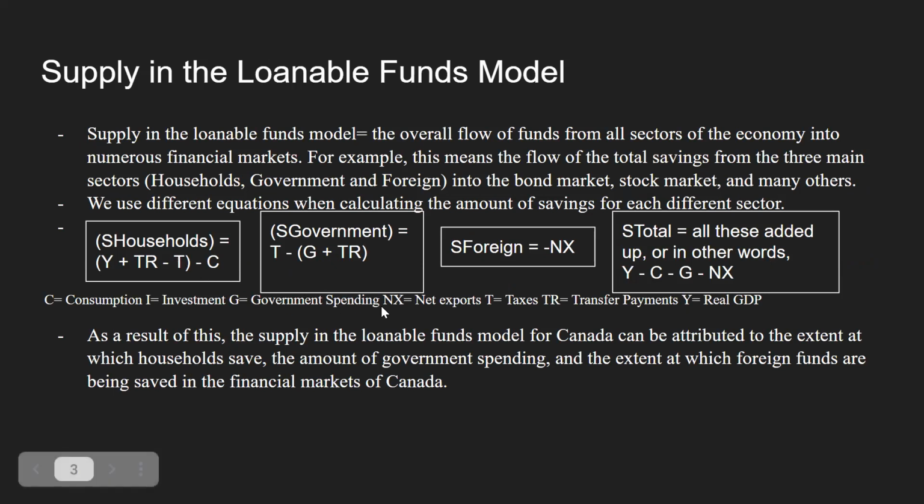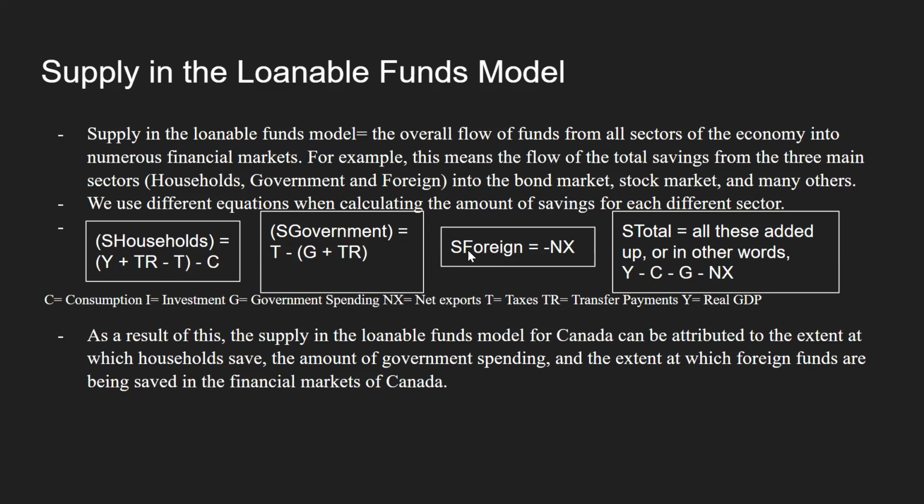So for each different sector, we use different equations when calculating the amount of savings. For households, we have real GDP plus transfer payments minus taxes minus consumption. For governments, we have taxes, which of course they receive from all the individuals in the country, minus government spending, plus transfer payments. Transfer payments are what they give out to people in need, and government spending is pretty common sense in this situation.